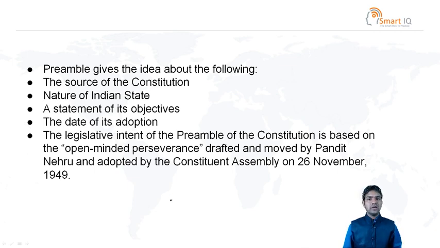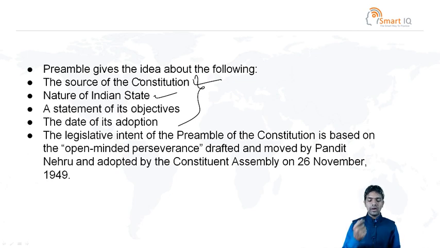Next, what is the importance of the Preamble in the Indian Constitution? What ideas does the Preamble give? It is the source of the Constitution. What are the sources of the Indian Constitution? The Preamble tells us. What is the nature of the Indian state? The Preamble tells us. What are the statements of objectives in the Indian Constitution? The Preamble tells us. The date of its adoption is also mentioned in the Preamble. These are the important ingredients.